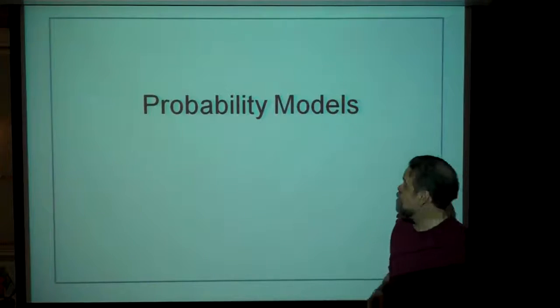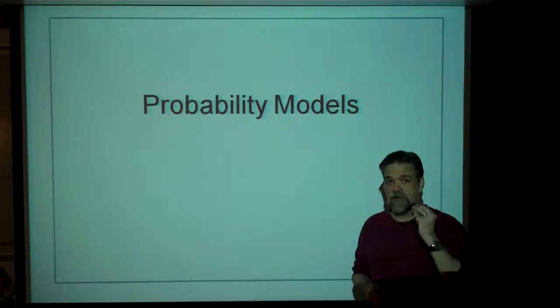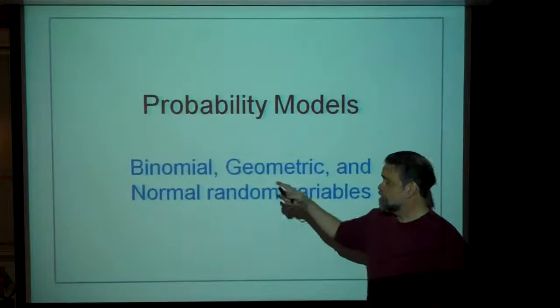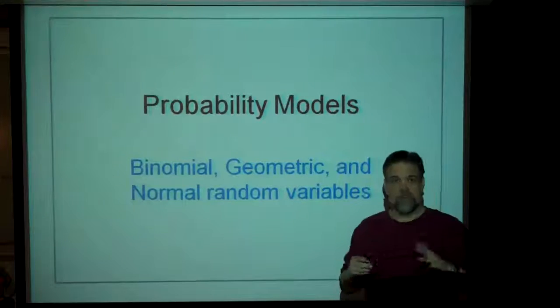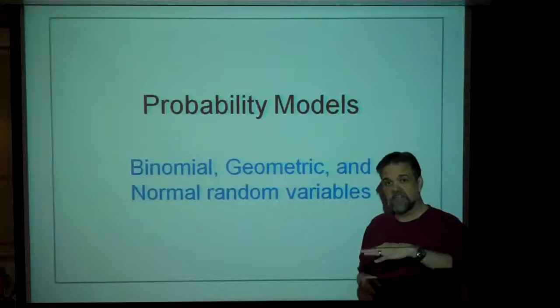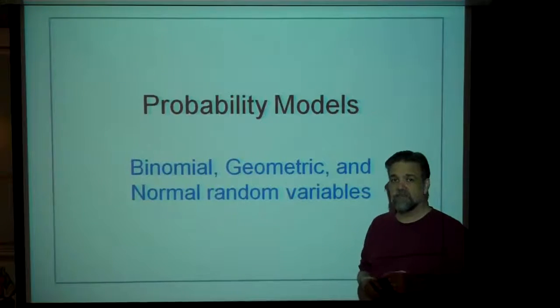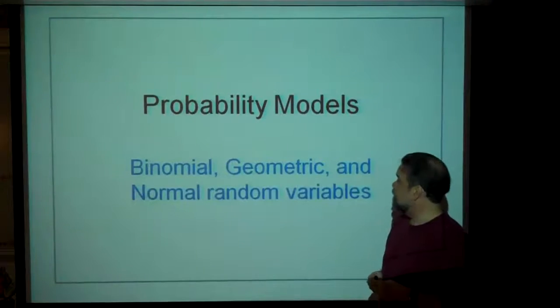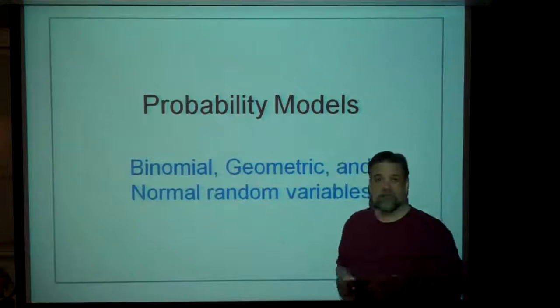Today we're going to be talking about probability models, and in particular three probability models: the binomial and geometric, which you've never heard of before, and the normal random variable, which you have heard of before in the context of data. Now we're going to look at it in the context of being a random variable. First off, let's look at the binomial and geometric.